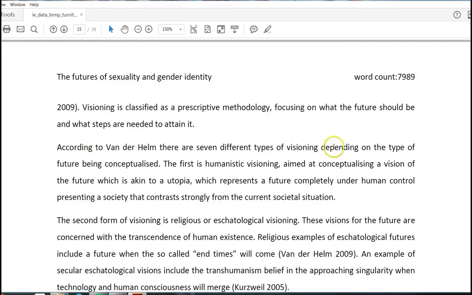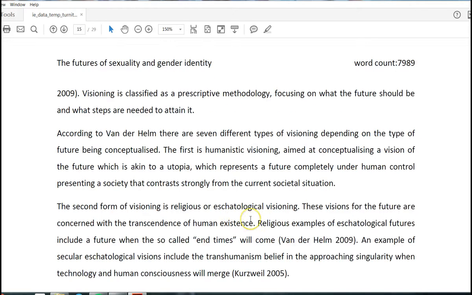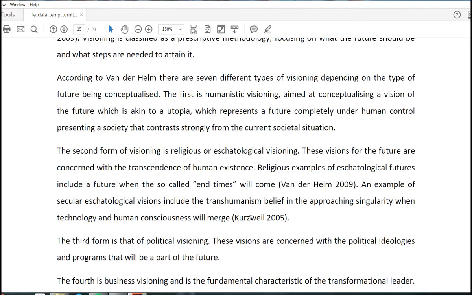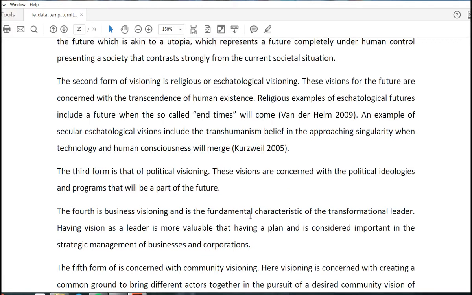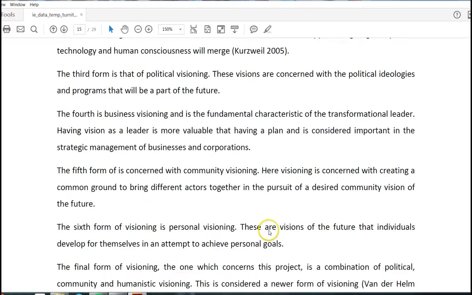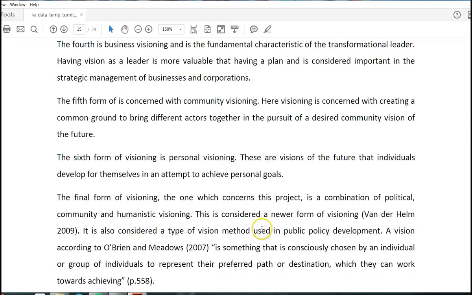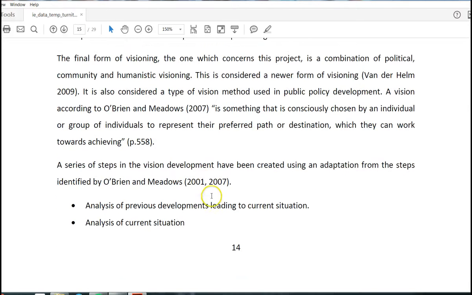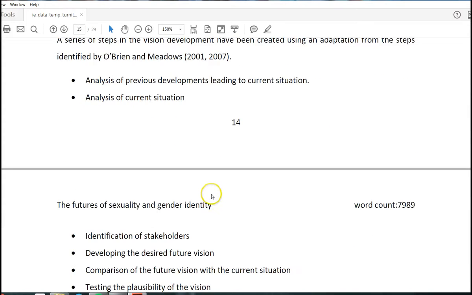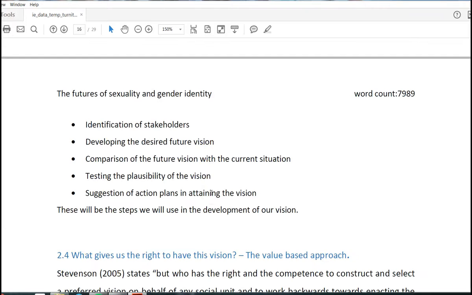There are 7 different types of visioning depending on the type of future being conceptualized. So you can see what they are: the humanistic visioning, the religious or eschatological visioning. The third is political visioning. The fourth is business visioning. The fifth is community visioning. The sixth is personal visioning. And the final form of visioning is a combination of the political, community, and humanistic visioning. So very interesting for you if you're interested in looking at that. You'll see the reference to that particular work of van der Helm in the bibliography.